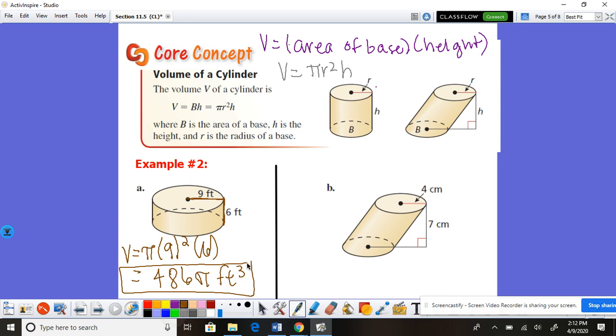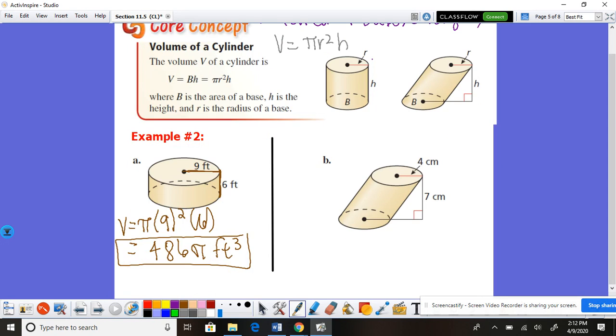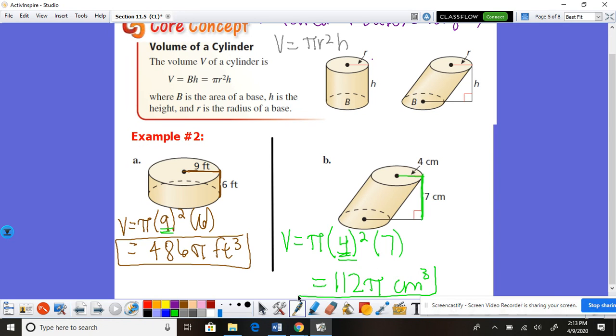All right, let's do one for B with it slanted, guys. Don't let it be slanted. Don't let that throw you off. The volume's still pi r squared. Notice the r is 4. Times the height. It wants a straight up and down height, which is 7. Guys, when we square this, we only square this 4. And just like over here, we're only squaring this 9. Okay, when we do all that, we get 112 pi centimeters cubed. And of course, if you wanted to get that as a decimal, you just put pi into your calculator. 112 times pi.